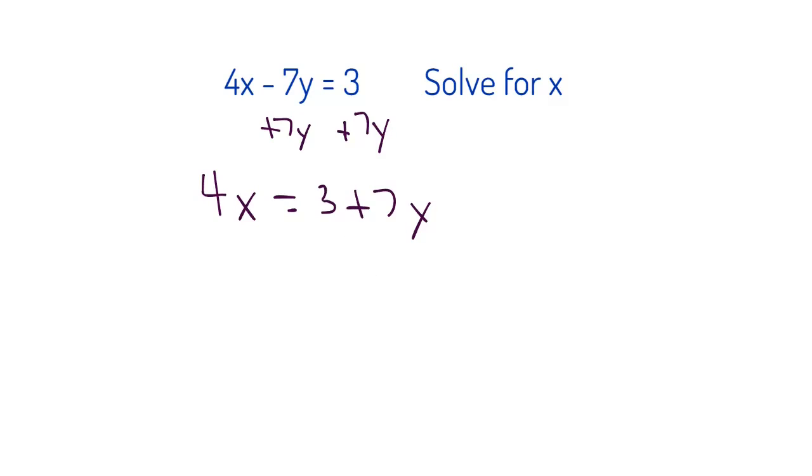Now we're almost there. We have to get rid of this 4, and then we'll have our x by itself. So 4 times x, we have to do the opposite, and we divide by 4. And we do that to both sides. And once we do that, now we have our x. And that's pretty much it for these.